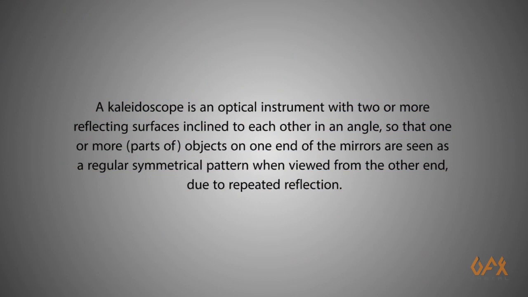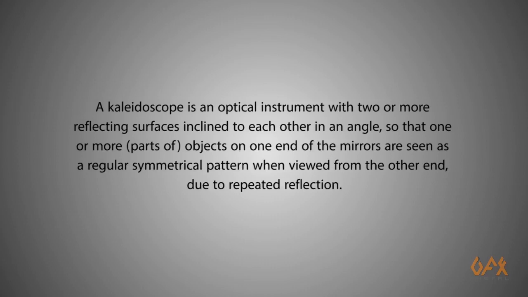A kaleidoscope is an optical instrument with two or more reflective surfaces inclined to each other at an angle, so that one or more objects on one end of the mirror are seen as a regular symmetrical pattern when viewed from the other end due to repeated reflection. So there was a device that created this kind of effect.